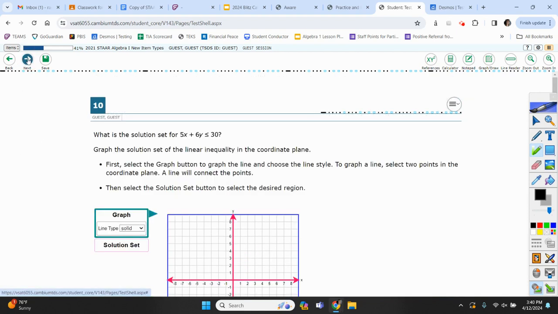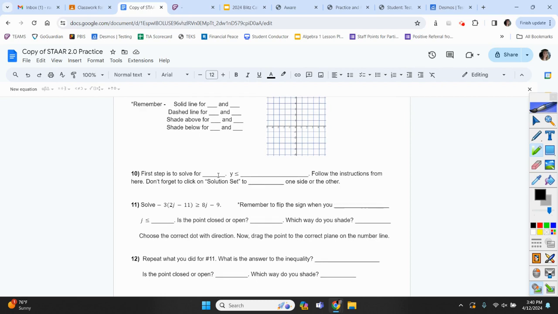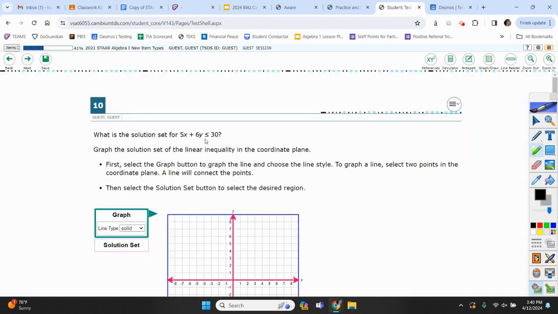All right, we're on number 10. So again, if you look at your paper here, the first step is to solve for y. If you don't have an equation that's in slope-intercept form, then your first step is always to solve for y. So I gave you some reminders here. Actually, no, I didn't on number 10. It just says y is less than or equal to, so go ahead and solve. Again, subtract 5x, divide by 6. So solve for y, and then follow the instructions.